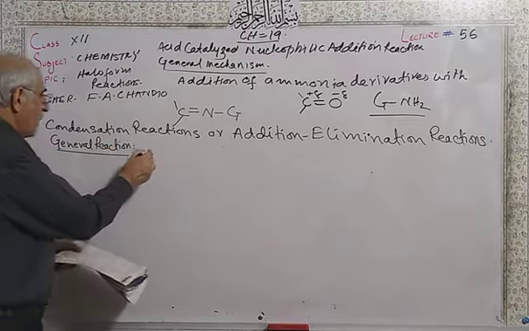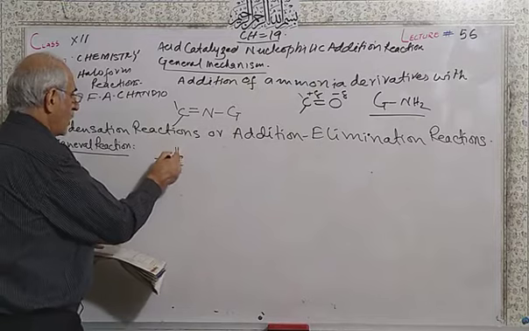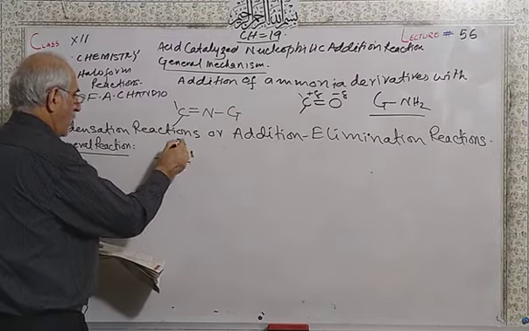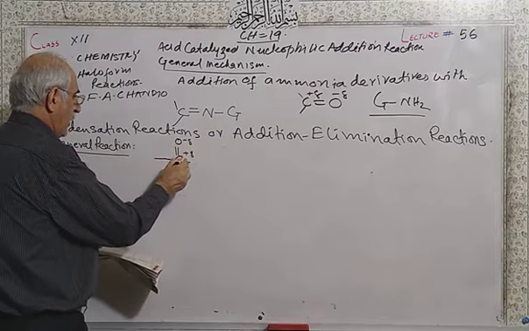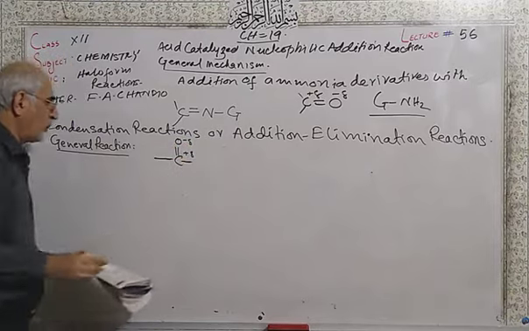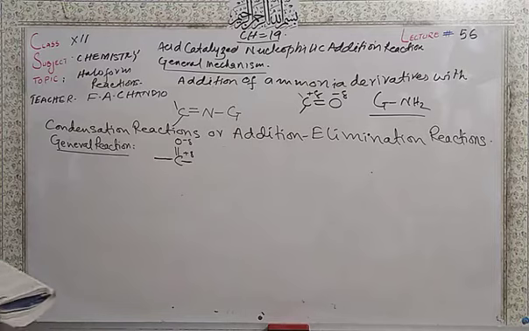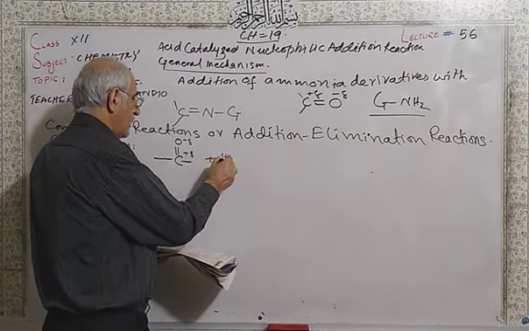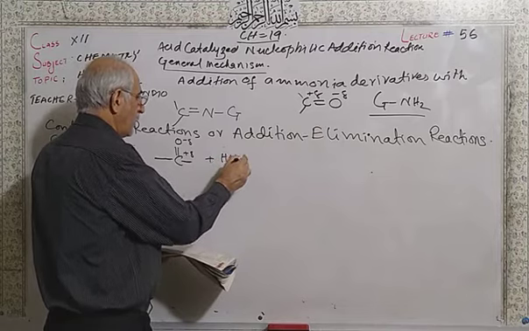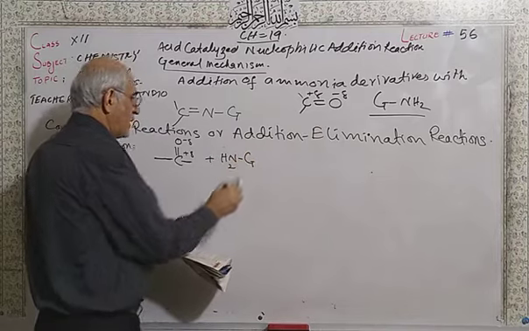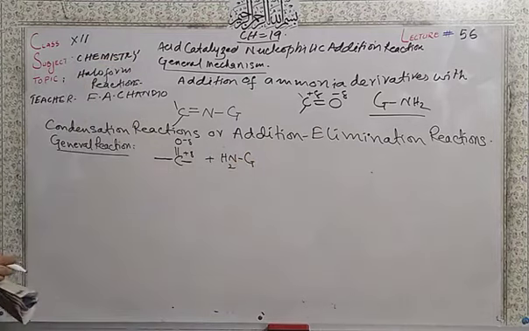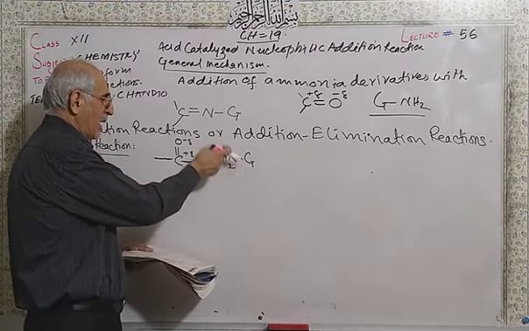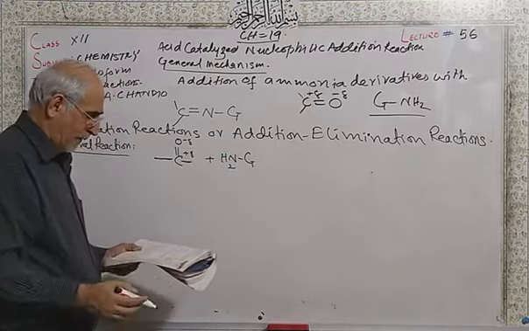General reaction, this is the carbonyl group, aldehyde or maybe ketone. This is the carbonyl group, partial positive and partial negative, and this is the amine group. There is a group attached. I will explain what these attached groups are. But the main part is the NH2, the amine, which is going to participate.